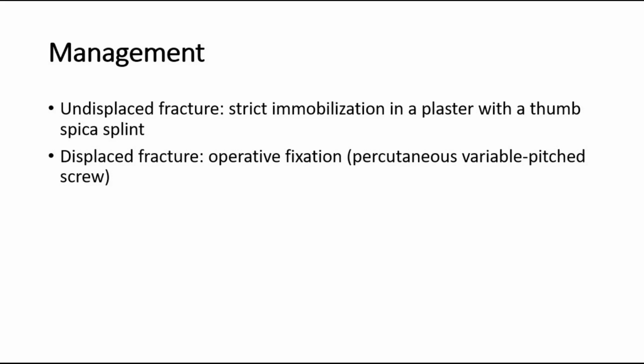The most common operative technique is using a percutaneous variable pitched screw, which can be placed across the fracture site to compress it. Some complications might occur, like avascular necrosis and non-union of the fractured bone, due to poor blood supply.